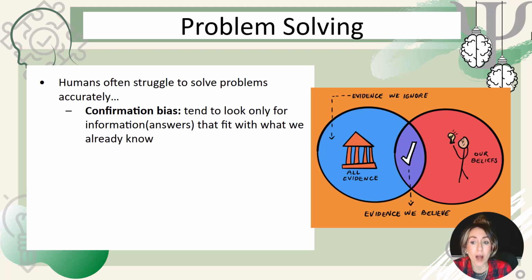So if we have a problem that we have to solve, we tend to look for information that fits with what we want the answer to be, what we want the solution to be. And then what ends up happening is we ignore all the evidence that maybe doesn't fit with what we want the answer to be. And in that way, we get an incomplete answer.